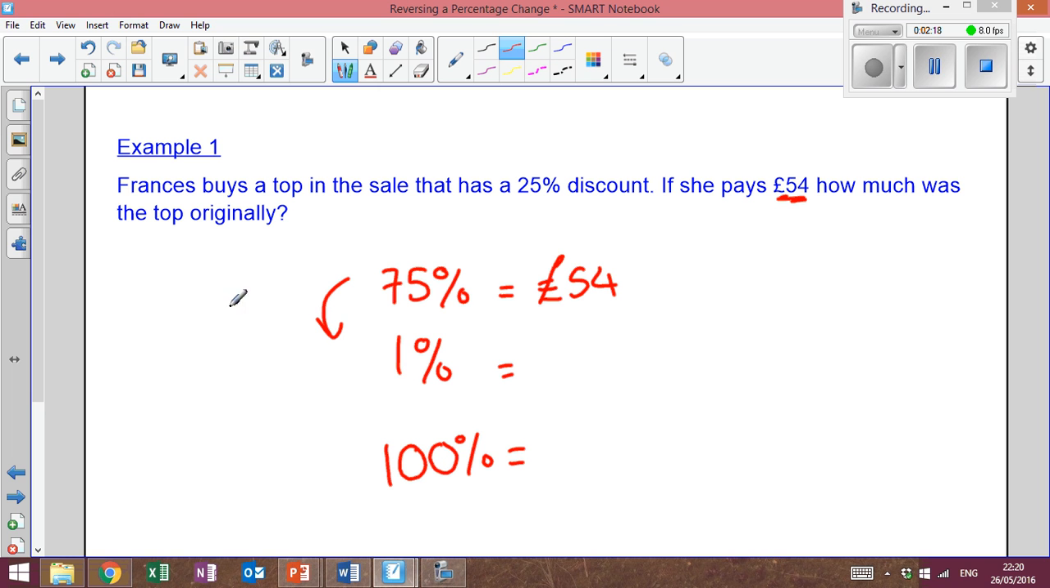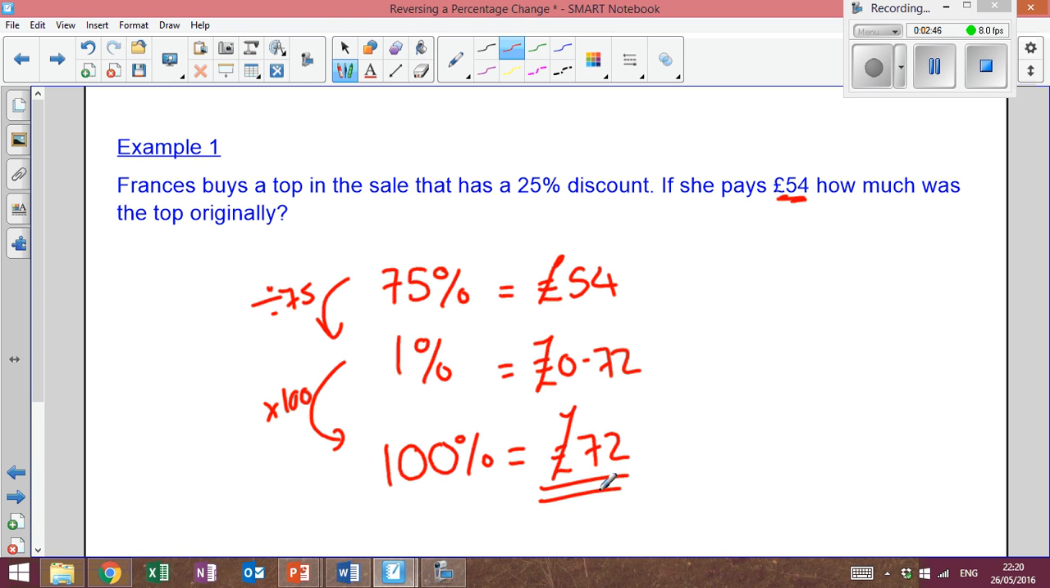So to go from 75% to 1%, we're dividing by 75. And once you're at 1%, all we need to do is times by 100. So 54 divided by 75 is 0.72, so 1% is 0.72, and then you multiply it by 100, so 100% is 72 pounds. So the top was 72 pounds originally.